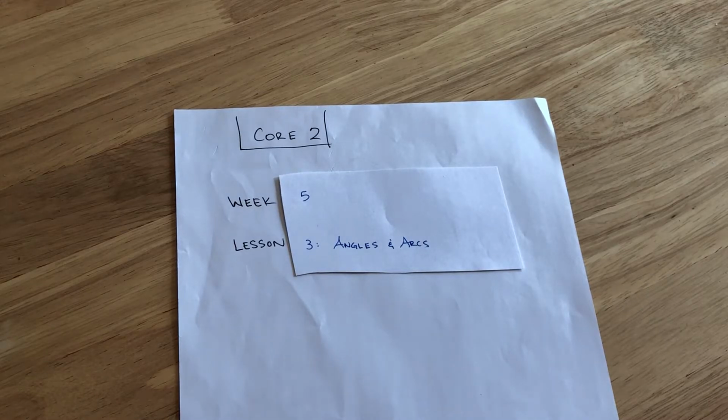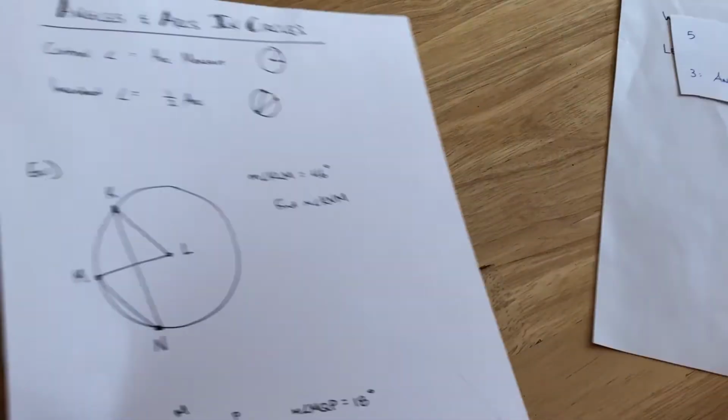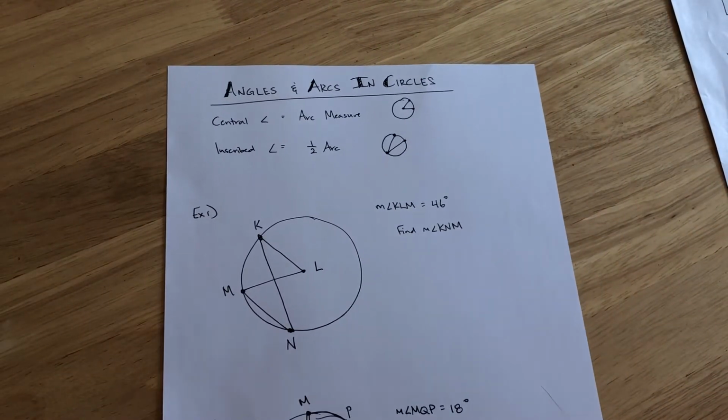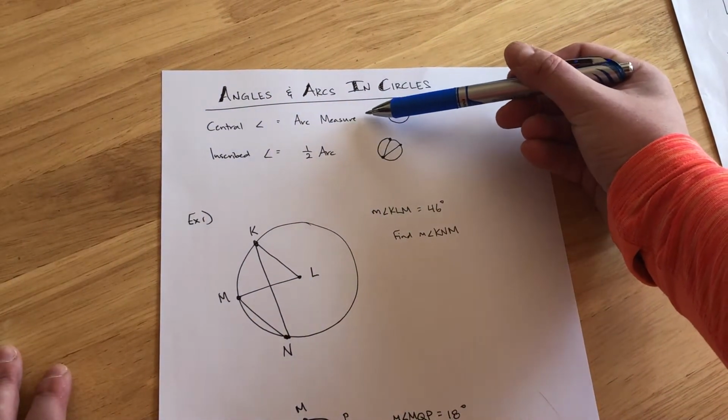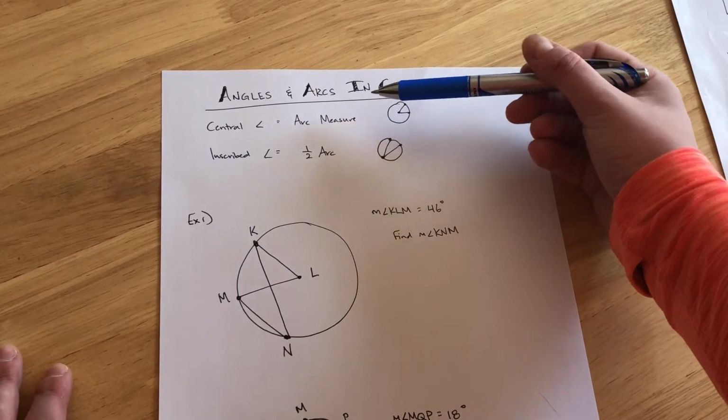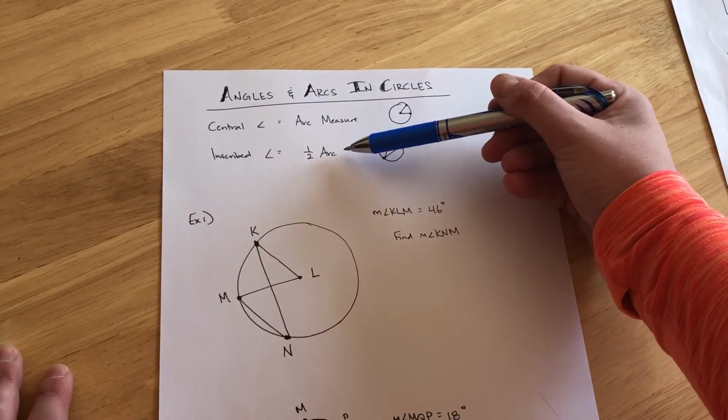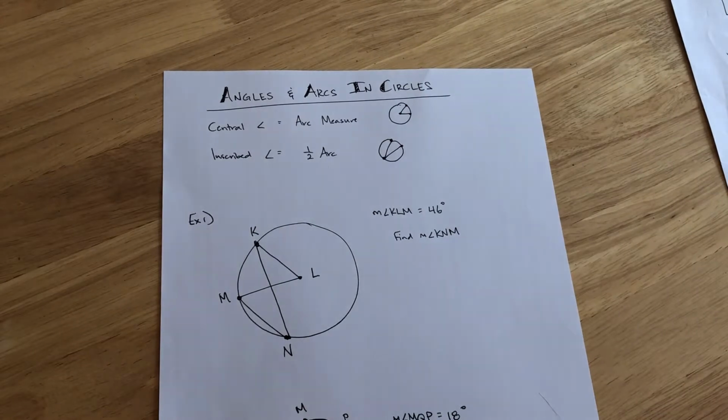This is your week 5 lesson 3, and it's all about angles and arcs. So let's take a look at refreshing our memory on a couple of things we saw yesterday. The central angle is always exactly equal to the arc measure. Meanwhile, the inscribed angle is always half the size of the arc.